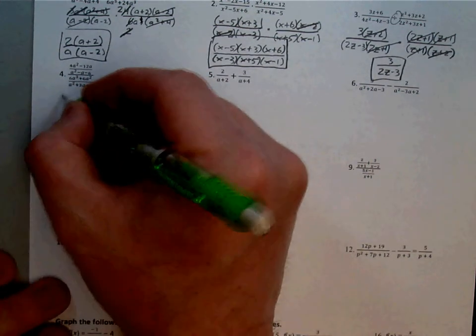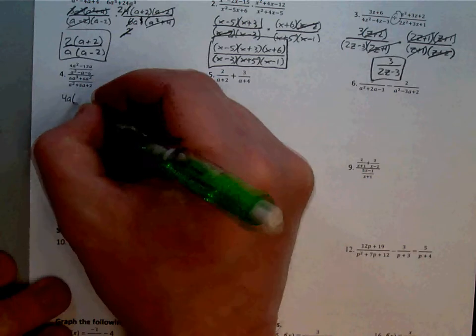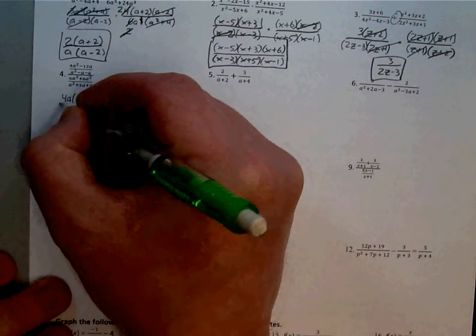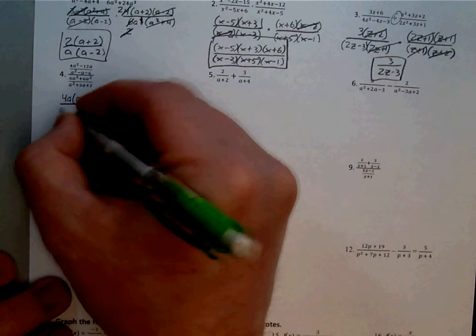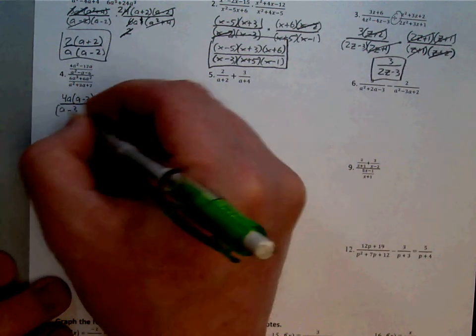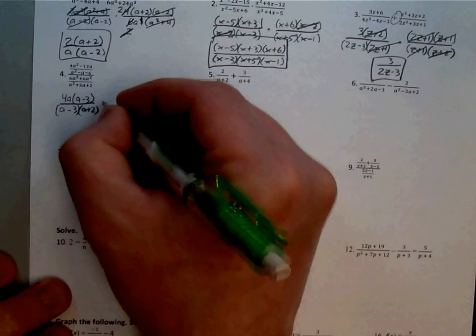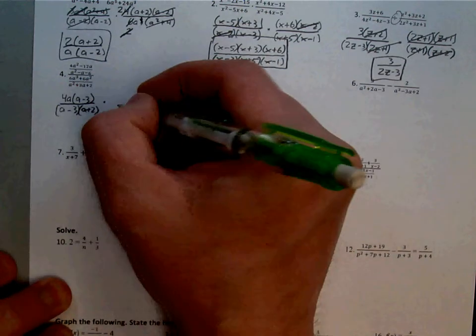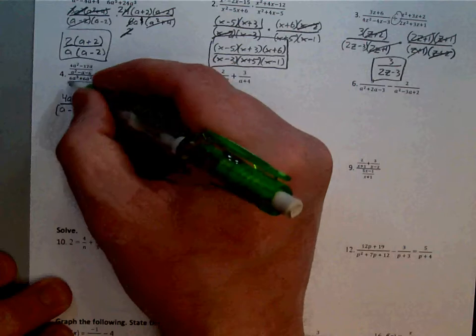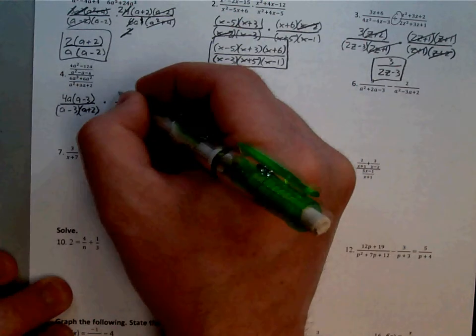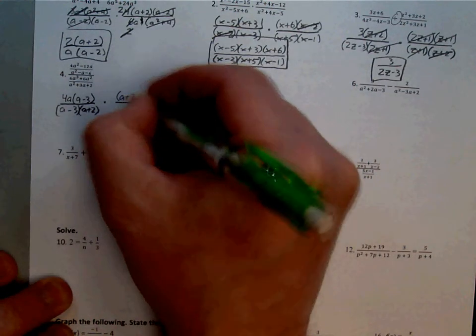Number 4, that numerator, it's a complex fraction, so that numerator, I can factor out a 4a, which leaves me with a minus 3. Its denominator is going to become a minus 3 times a plus 2. And then it's division, so I'm going to multiply by the reciprocal. So I look at the a squared plus 3a plus 2 for the top, a plus 2, a plus 1.